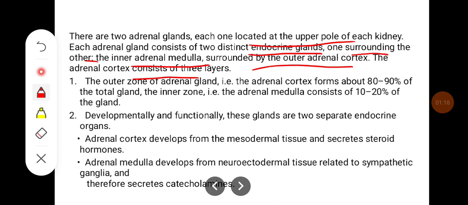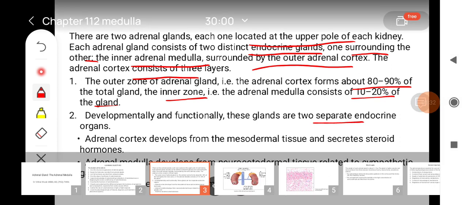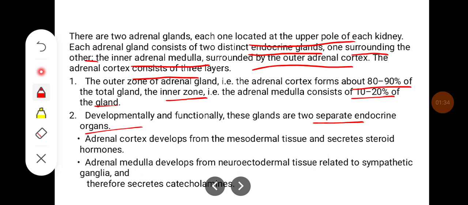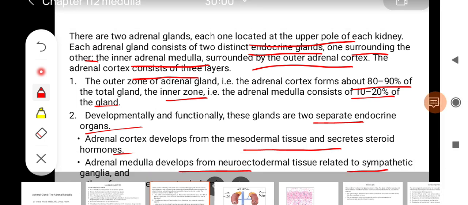The outer zone of adrenal gland, that is adrenal cortex, forms about 80 to 90% of the total gland. The inner zone, adrenal medulla, consists of 10 to 20% of the gland. Developmentally and functionally, these glands are two separate endocrine glands. Adrenal cortex develops from mesodermal tissue and secretes steroid hormones, whereas adrenal medulla develops from neuroectodermal tissue related to sympathetic ganglia. Therefore, it secretes catecholamines.